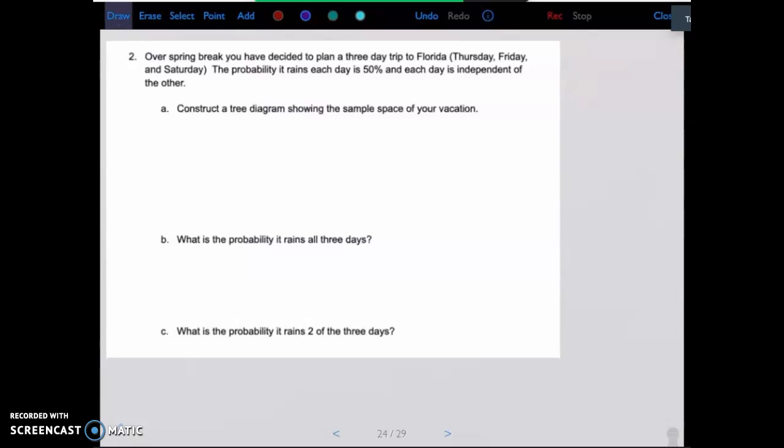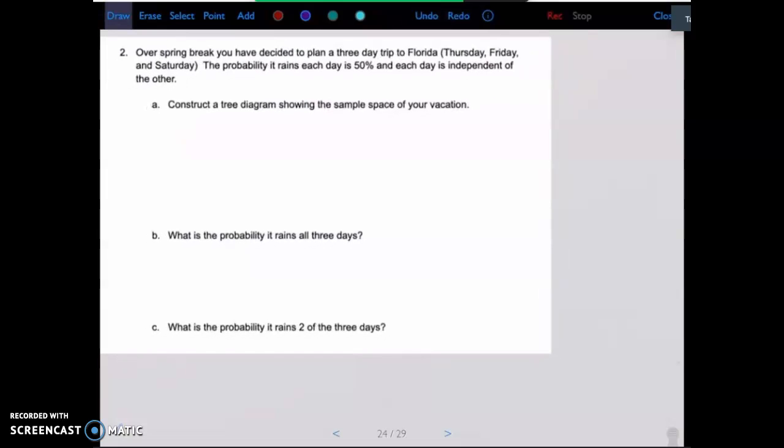So we're going to say that it's Monday, or I guess it's not Monday. Undo. My sample space is going to look like this. It's either going to be Thursday, Friday, or Saturday. So Thursday, it can either rain or not rain. We'll call it dry. And then Friday, it can either rain or be dry. Or if it's dry, it can either rain or be dry.